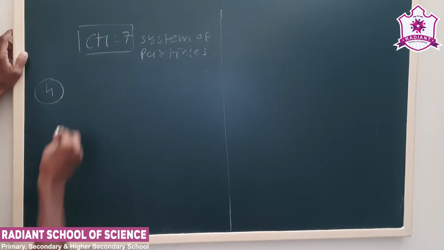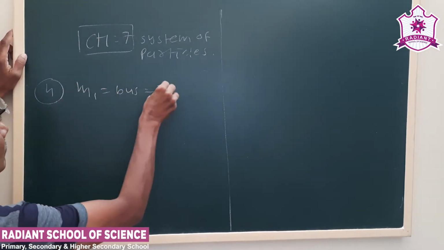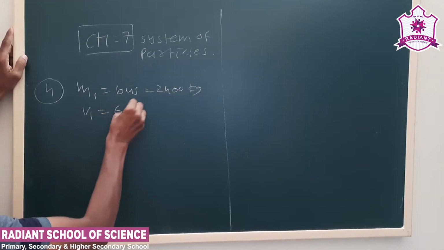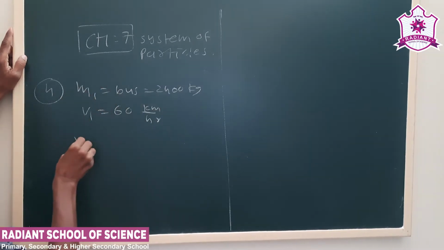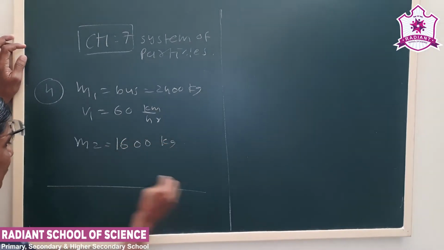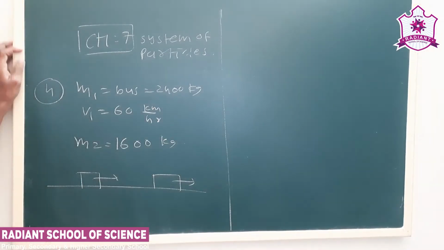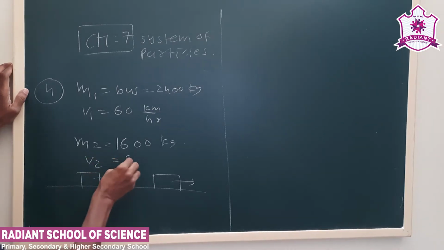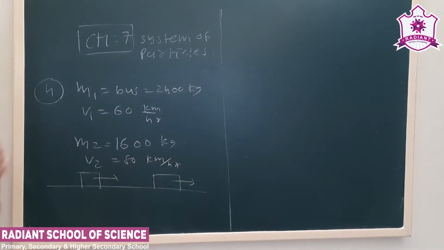A bus is moving on a straight road at 60 km per hour. M2 is a car. Both move in the same direction. We have to find out the velocity of the center of mass of the two objects. The car is moving with a speed of 80 km per hour. Here the mass and velocity of two objects are given, and we have to find the center of mass.